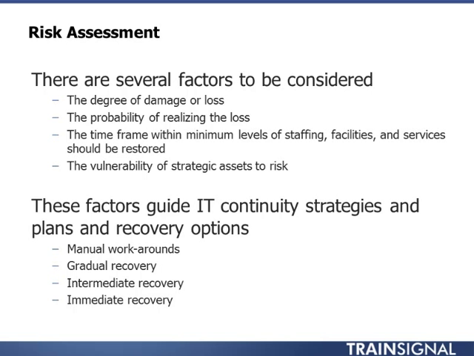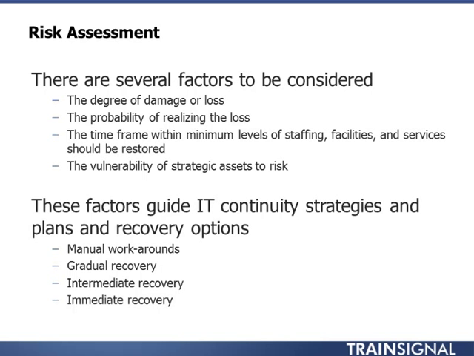So if we define risk as the uncertainty in outcome or the probability of realizing that loss, we need to consider our strategic assets and how vulnerable we are to those risks. And those can change over time or based on location or other factors. For instance, if we live on the coast, we are much more vulnerable to the risk of a hurricane than if we live in the center of the country. These factors help us guide IT continuity strategies and plans and recovery options. We can look at recovery options.